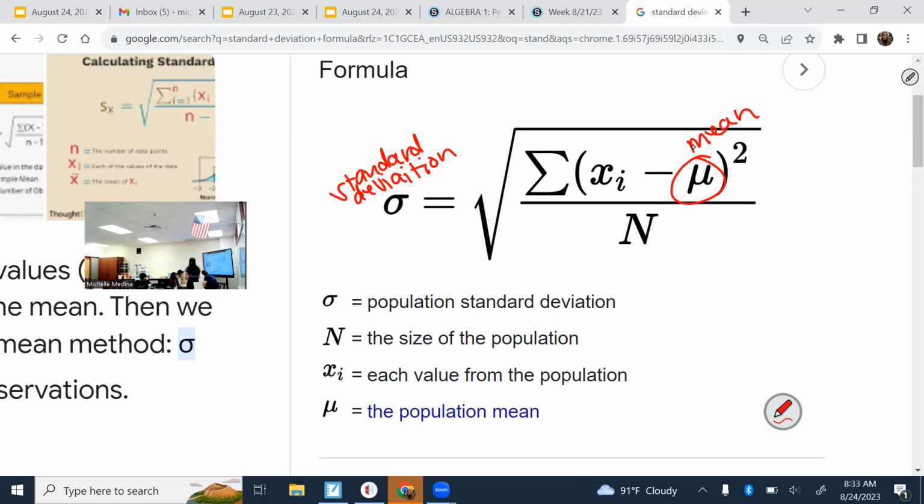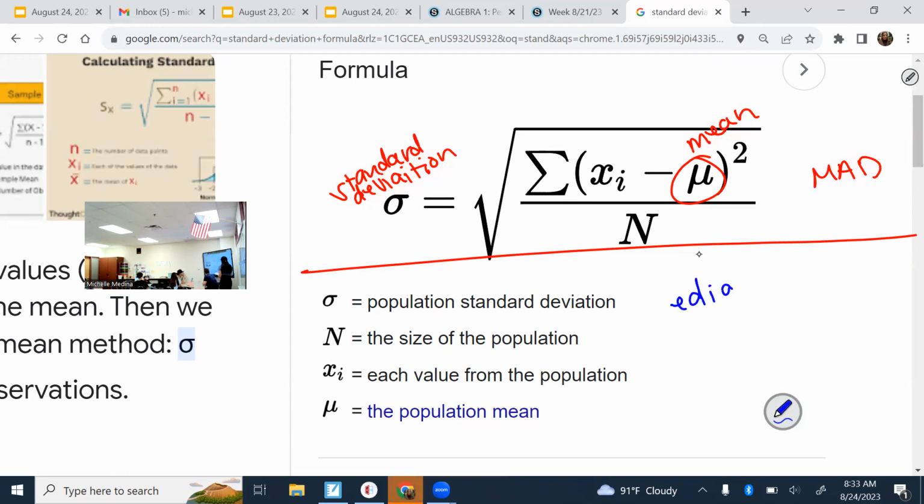Let me draw it out. This would all be one group because they all use the mean. What's the other group of summary statistics we talked about? If we don't want to use the mean for our center, we use what instead? Okay, and then if we use the median for center, what do we use for spread? IQR. These are one group, and these are one group.